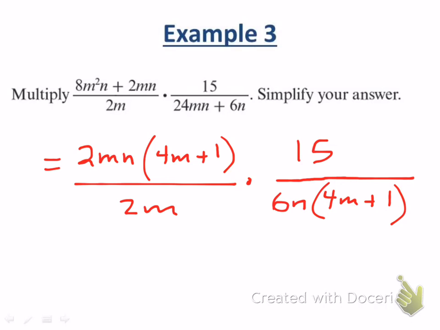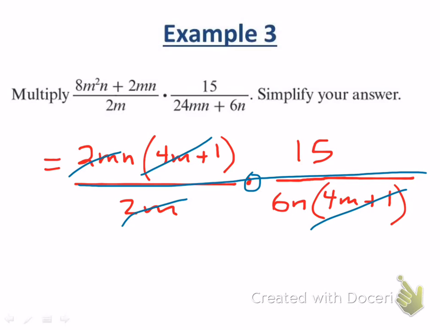Now, everything in the numerator is a factor. Everything in the denominator is a factor. You can take out the 4m plus 1. I can cancel the 4m plus 1s. See, guys, because we're being multiplied here, and this thing is going to be multiplied times the other one, we can see this as just one big fraction now. Top times top, bottom times bottom. Because everything is being multiplied. Okay? The 4m plus 1s can cancel.